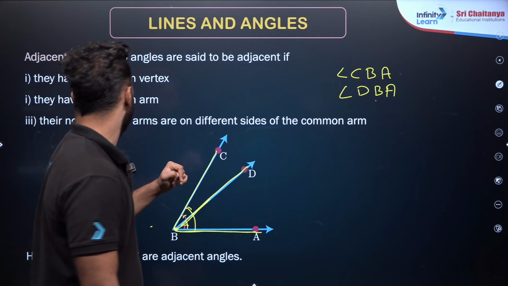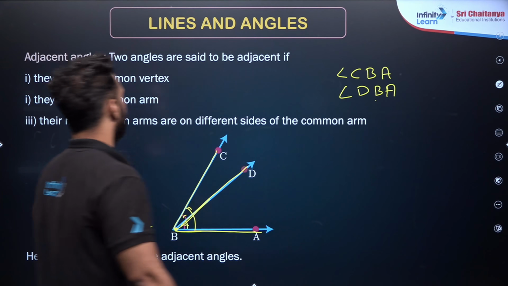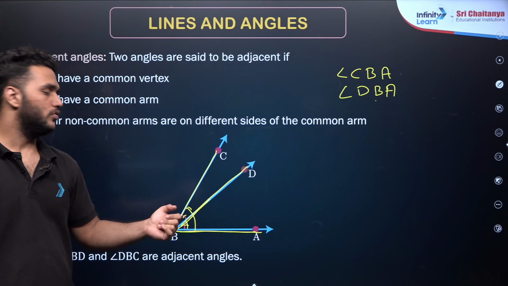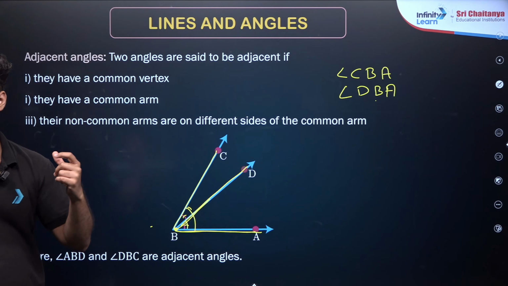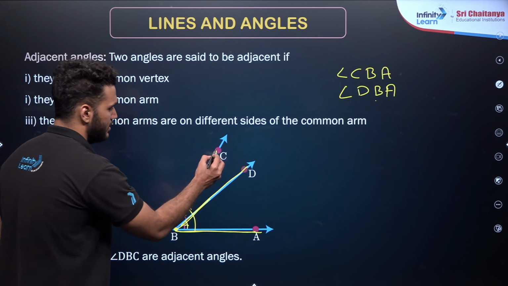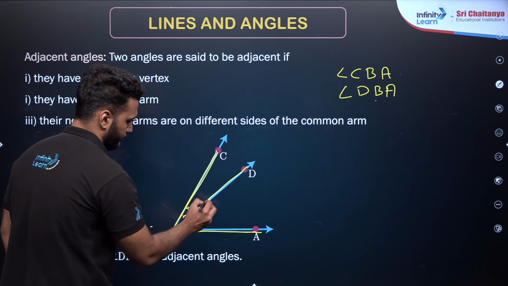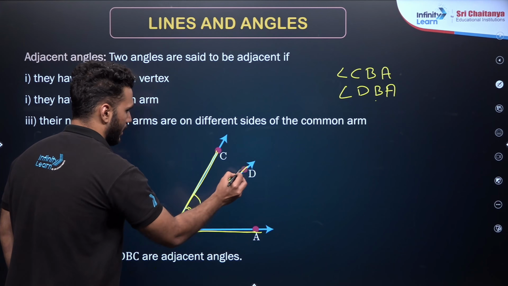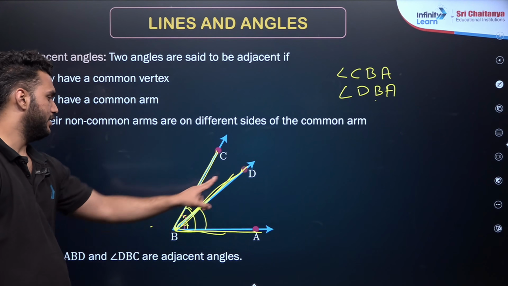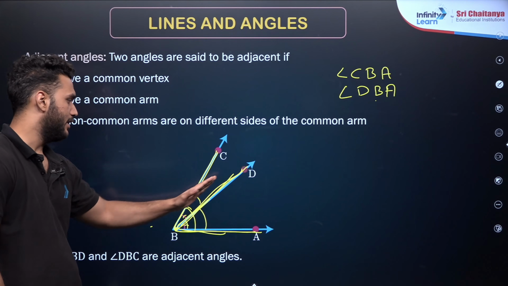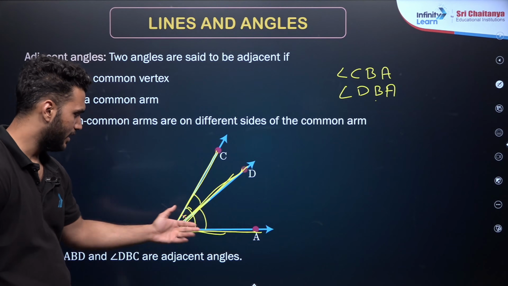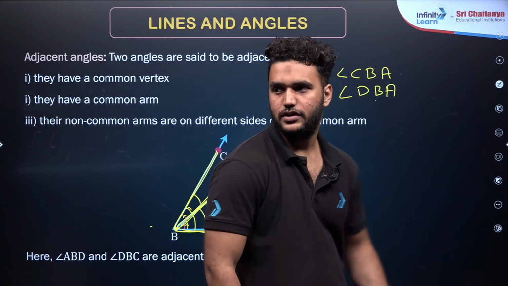And what is the third condition? Their non-common arms must be on different sides of the common arm. So this condition is not satisfied, and that's why we say this is not adjacent. But if you take these two angles, this angle and this angle, they have the common arm BD, the common vertex B, and the other non-common arms are on different sides of the common arm. So they are adjacent angles. Now any confusion till yet?